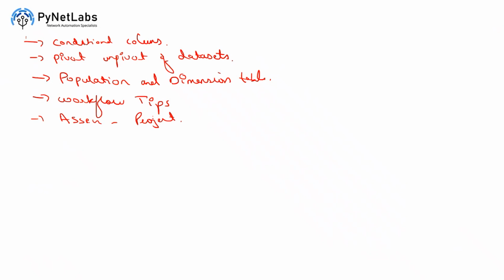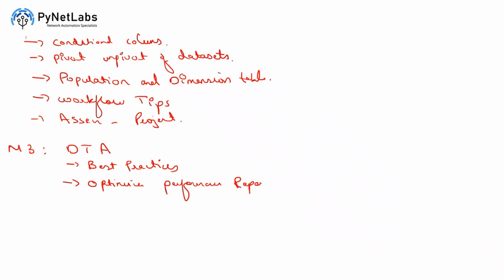Then we'll go to module number three, data transformation advanced. I call it DTA. In that, we'll be seeing the advanced editor and best practices, and we will be using the same Power Query. We'll also see optimizing the performance of the report. Whenever we create a report, we have to optimize the performance as well, so we'll be seeing that.